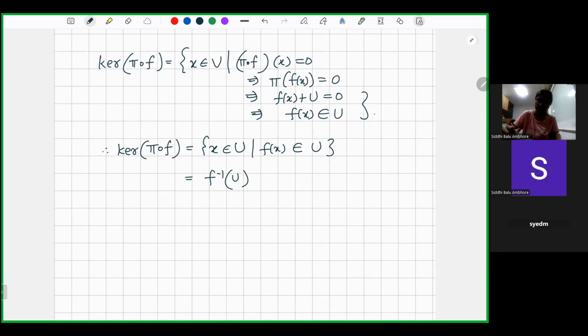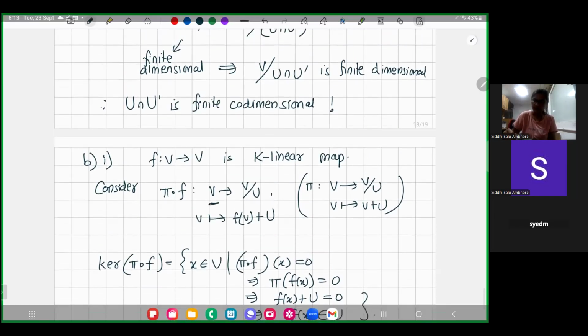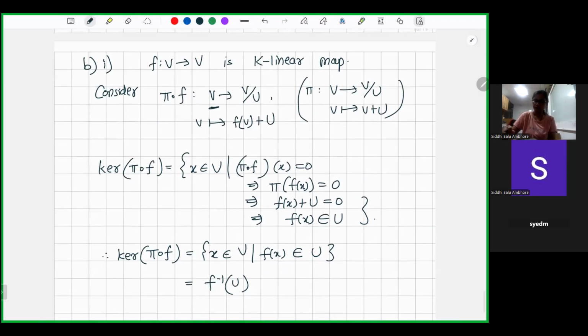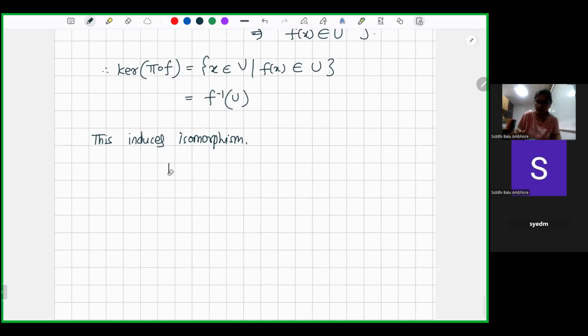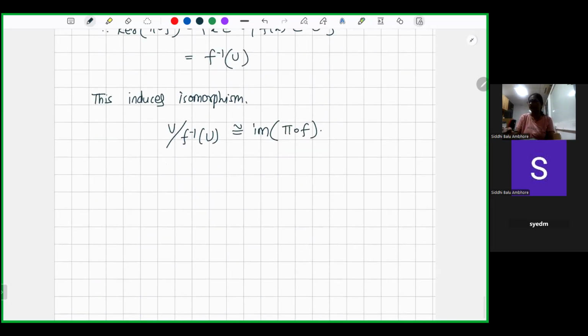Oh, sorry, this x is in V. The map is from V; my pi composed F map is from V. So again, this induces an isomorphism: V quotient F inverse U is isomorphic to the image of pi composed F. This is what we have from here.